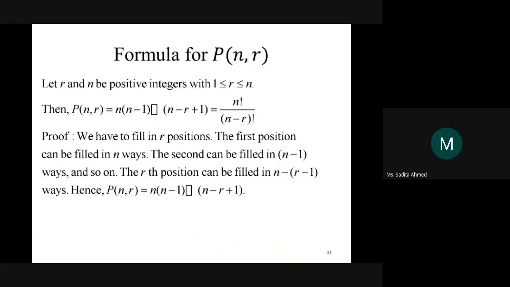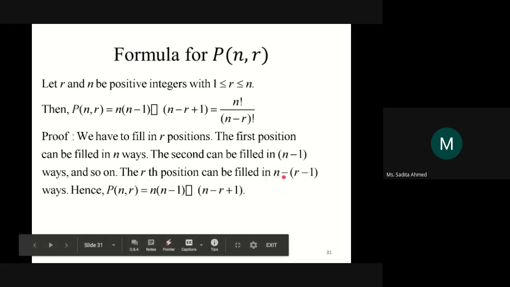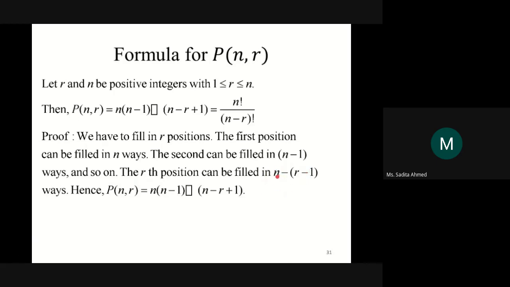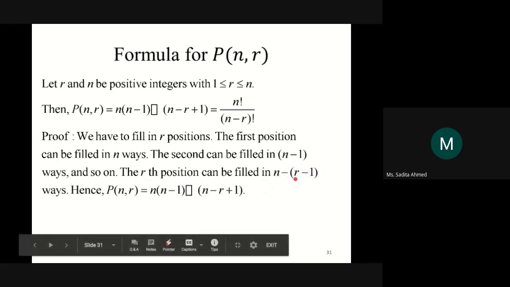So how many options now will we have left for selecting an element for the rth position? We have already selected R minus 1 elements by the time we got to R, and the total number of elements in the set is n. So the number of options left to choose the rth element is n minus (R minus 1). If you distribute the negatives, you get n minus R plus 1. So there are n minus R plus 1 options left to choose an element for the rth position. Okay, is that clear?